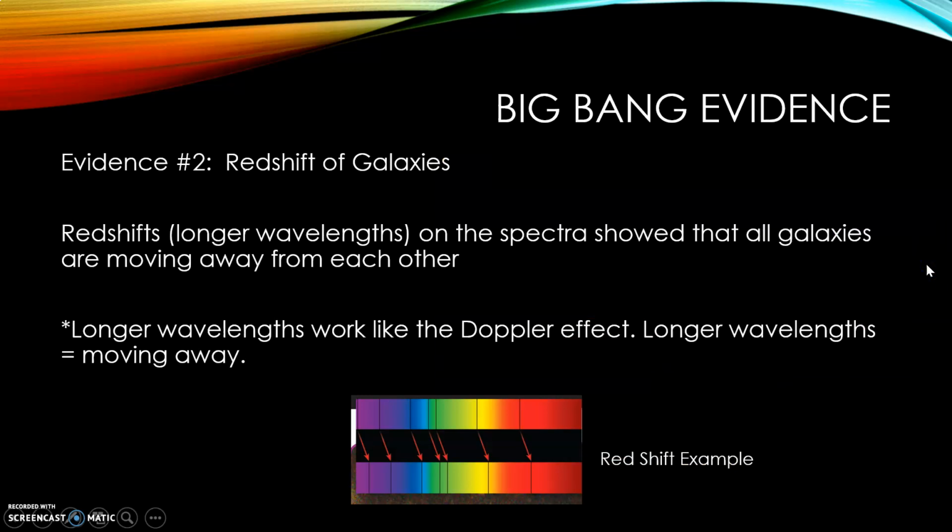Evidence 2 is redshift of galaxies. Redshifts are basically longer wavelengths, and on the spectrum it shows that the galaxies that are red are moving further away from each other. So they are shifting away. The longer wavelengths work like the Doppler effect, and basically it just means they're moving. You can just understand that a redshift means it's shifting away and it's moving.